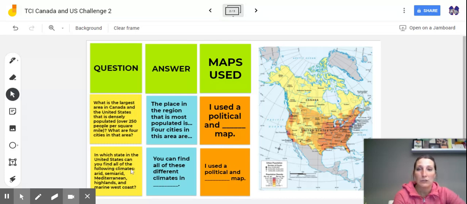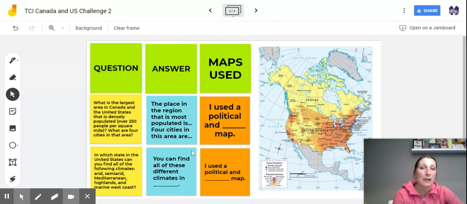Now, the second question says, in which state in the United States can you find all of the following climates? Here's my hint for the third column. What type of thematic map do I need to use? A climate map. So I'm going to look at a climate map and look for one state that has a variety, a wide range of different climates, including arid, semi-arid, Mediterranean, highlands, and even some marine west coast. So the map used is hinted in the question.